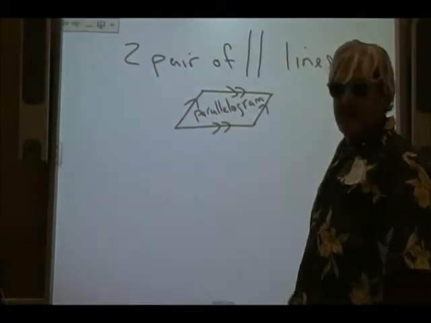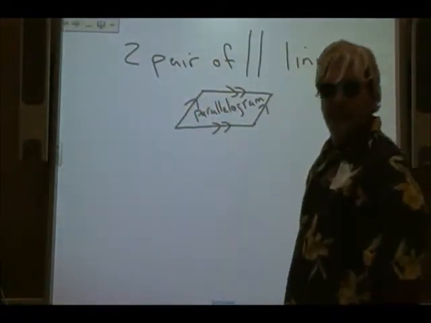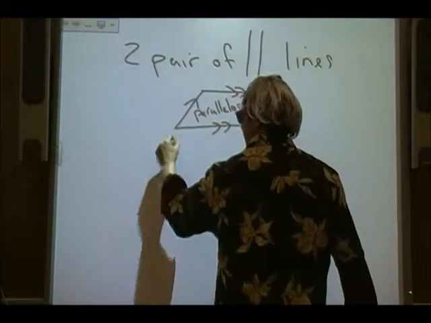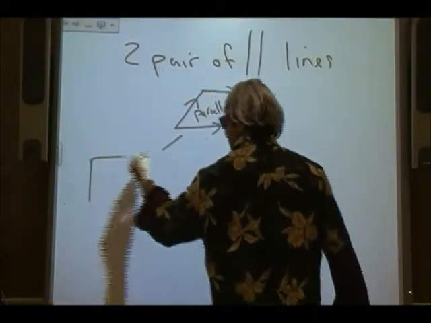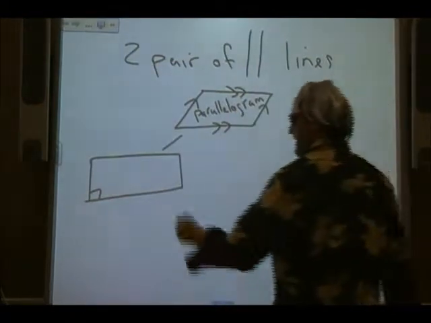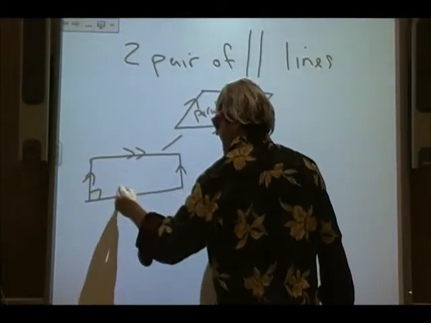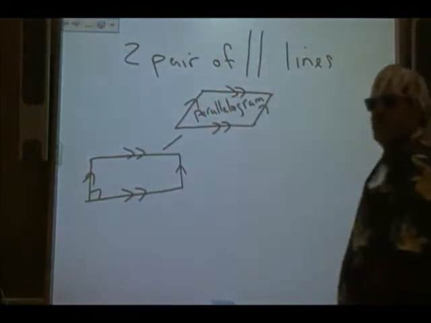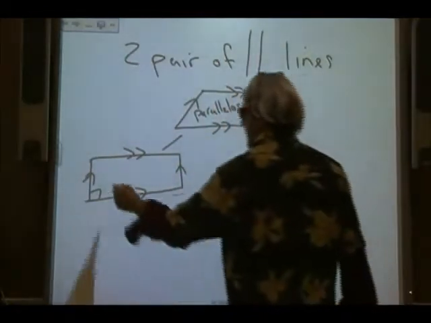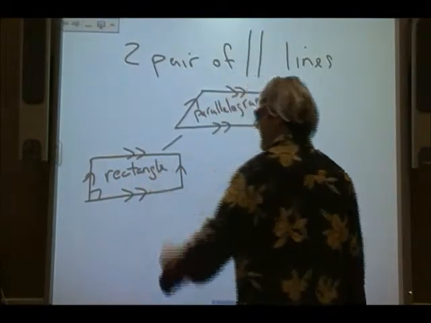Now, from the parallelogram, I could take it and straighten it out, make 90-degree angles. Straighten it out. These opposite sides are still parallel. And this one, of course, is called the rectangle.